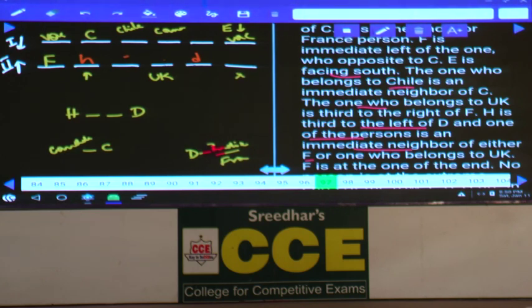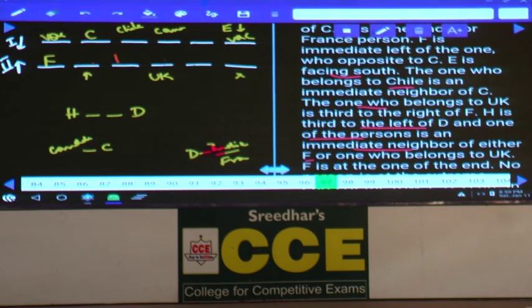If H is here, H is adjacent to F and D is adjacent to UK. Between these two persons, only one person must be adjacent to these two persons. Isn't it? One of these two persons. Hence, H cannot be at this place. As H cannot be here, now we can fix this one or not.